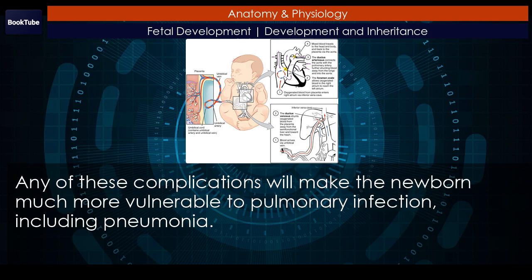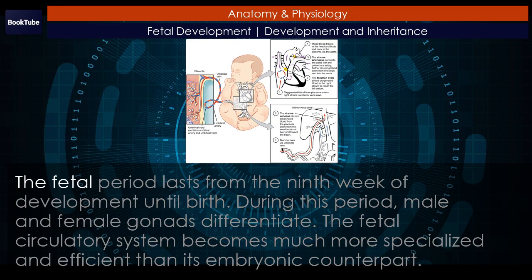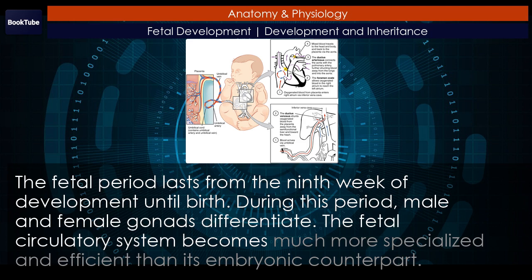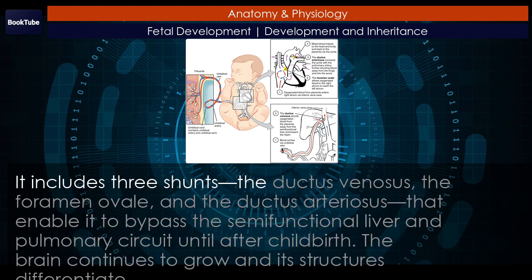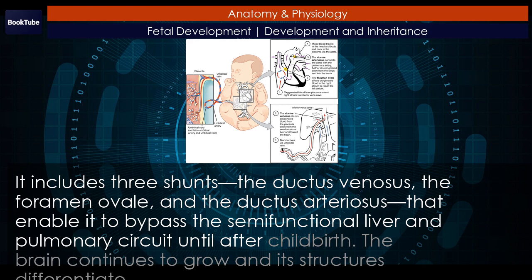including pneumonia. Chapter review. The fetal period lasts from the 9th week of development until birth. During this period, male and female gonads differentiate. The fetal circulatory system becomes much more specialized and efficient than its embryonic counterpart. It includes 3 shunts: the ductus venosus, the foramen ovale, and the ductus arteriosus, that enable it to bypass the semifunctional liver and pulmonary circuit until after childbirth.